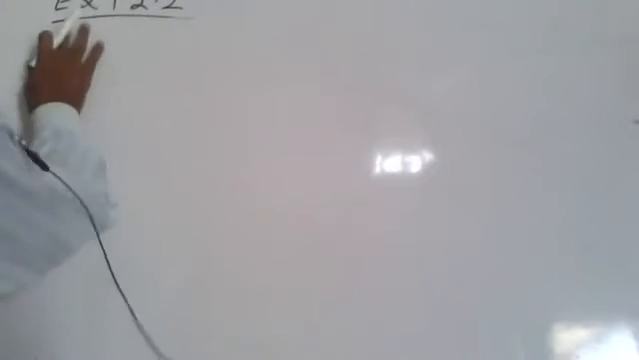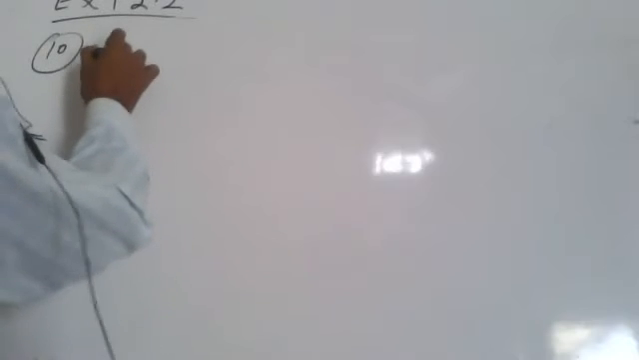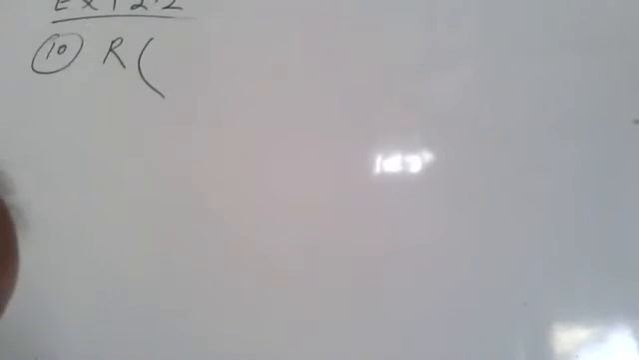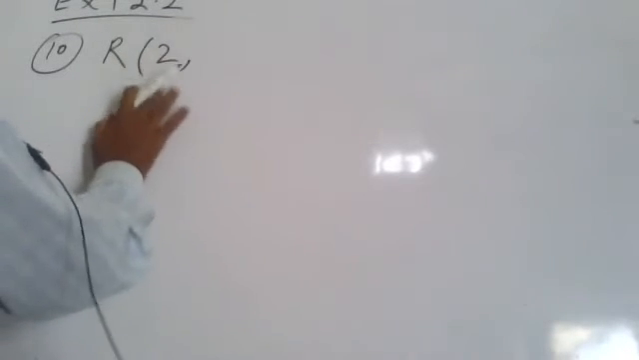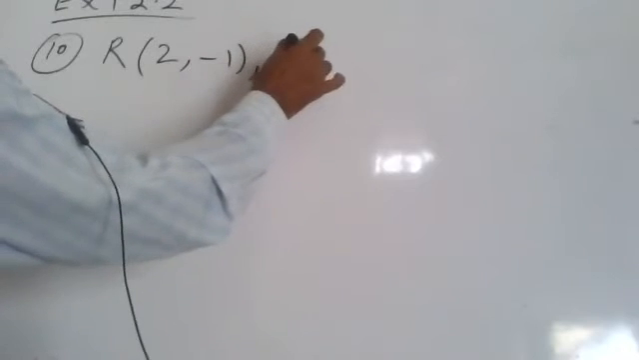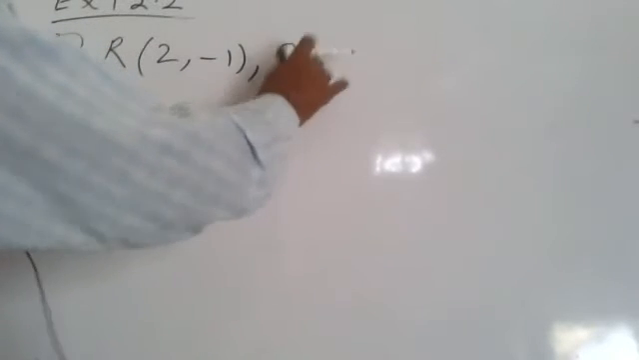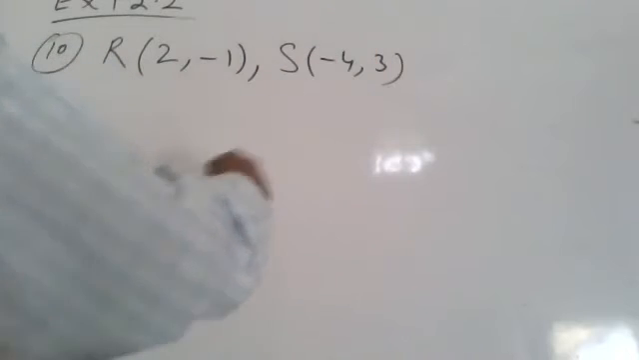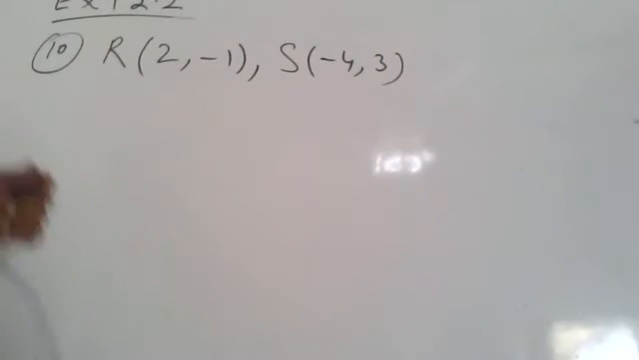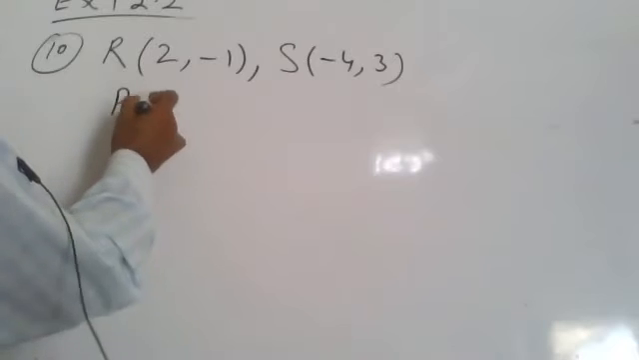How to find the midpoint? Question number 10. R is (2, -1). S is (-4, 3). So first of all, we find the midpoint. P is the midpoint. How to find the midpoint?